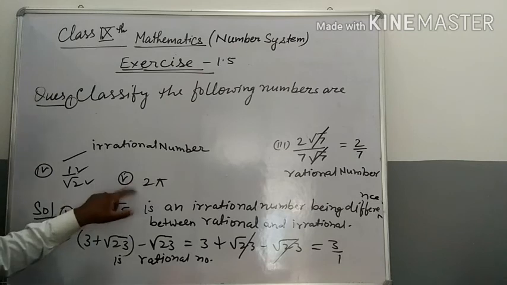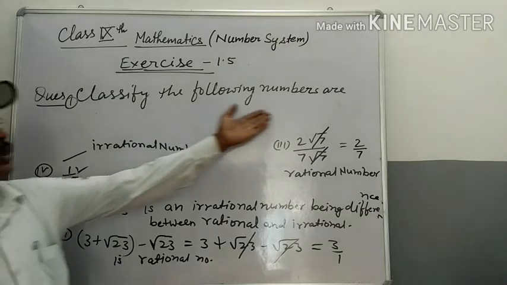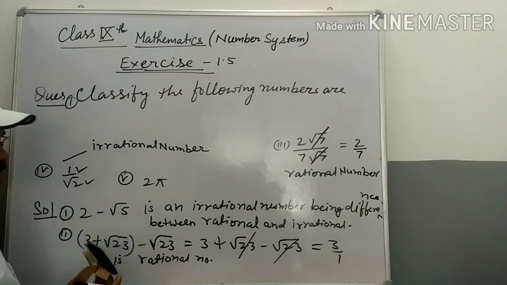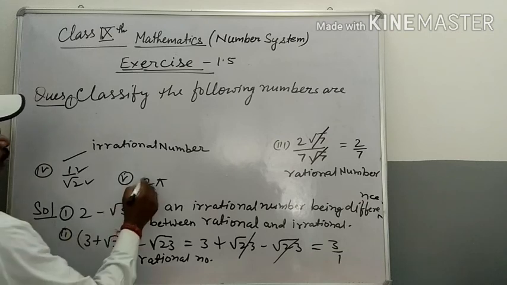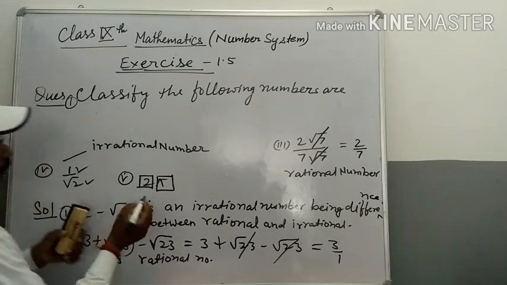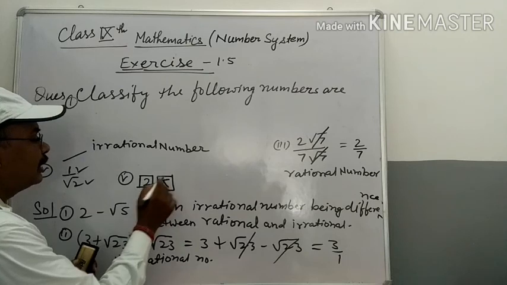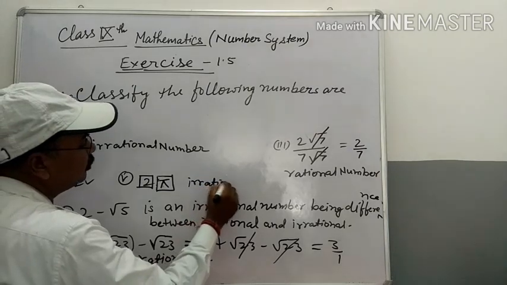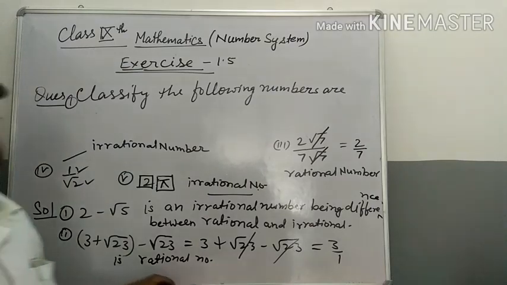And for the fifth part, students, classify the following numbers as rational or irrational. Fifth part, 2 pi is an irrational number, being the product of a rational and an irrational. That is, 2 is rational and pi is irrational. Being the product of rational and irrational, it means that 2 pi is an irrational number. That completes the question. We will meet in the next class.